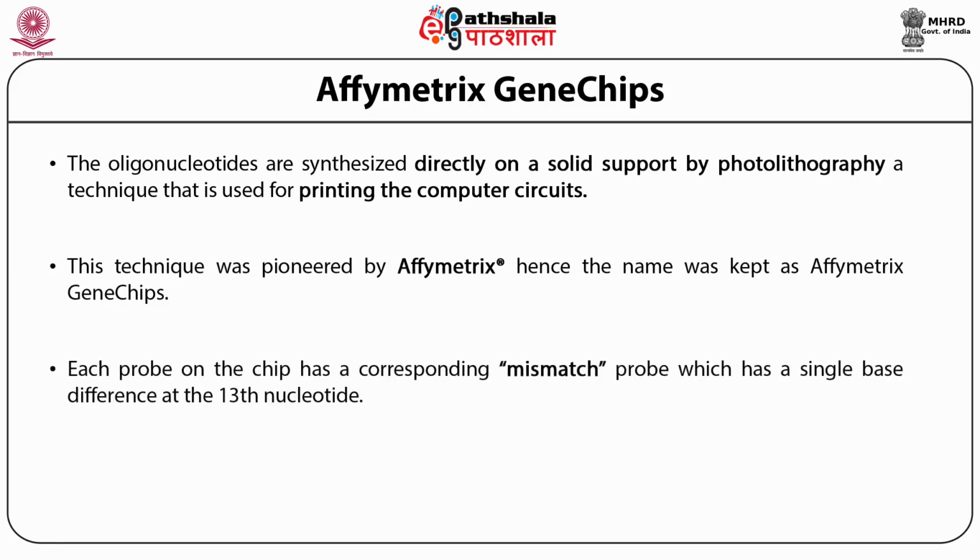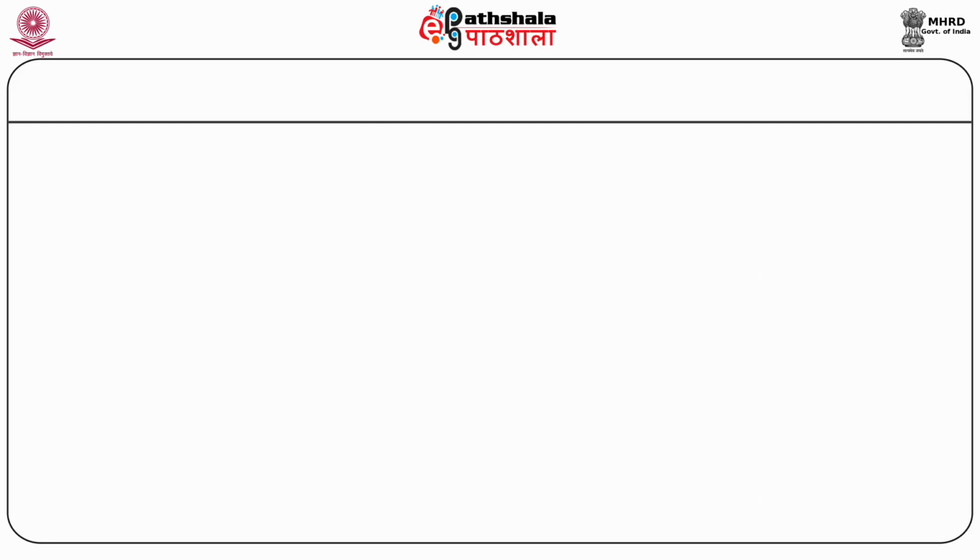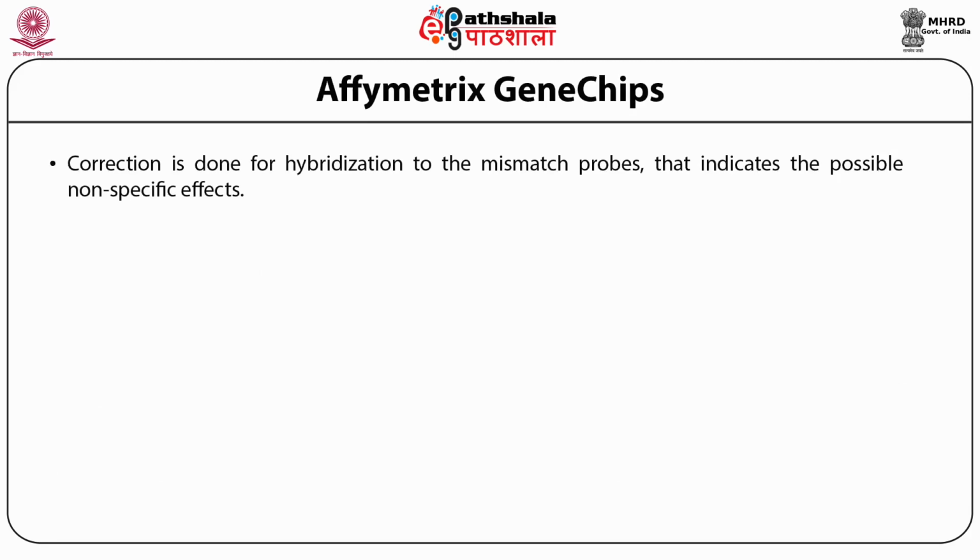Each probe on the chip has a corresponding mismatch probe which has a single base difference at the 13th nucleotide. Fluorescently labeled RNA is hybridized to the array. The abundance of each RNA is calculated on the basis of the amount of hybridization seen for the entire probe set. Correction is done for hybridization to the mismatch probes that indicates the possible non-specific effects.